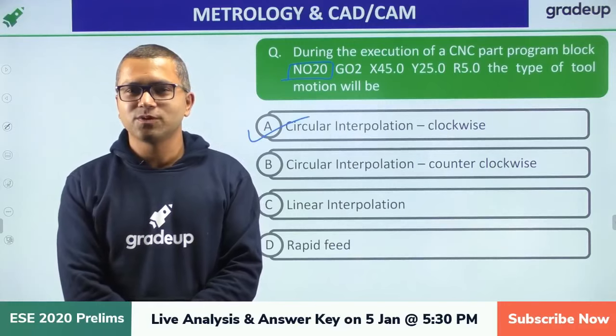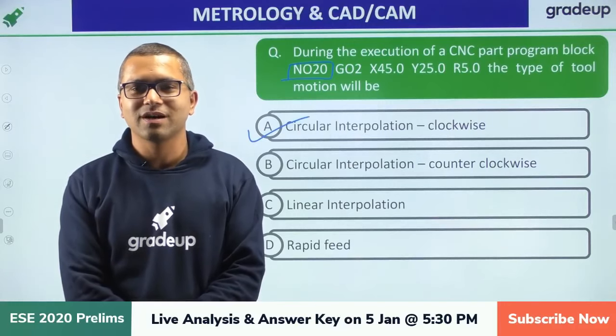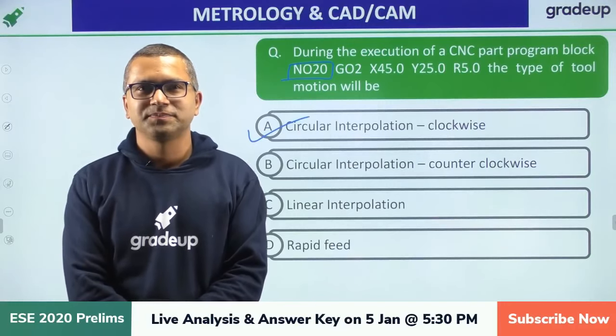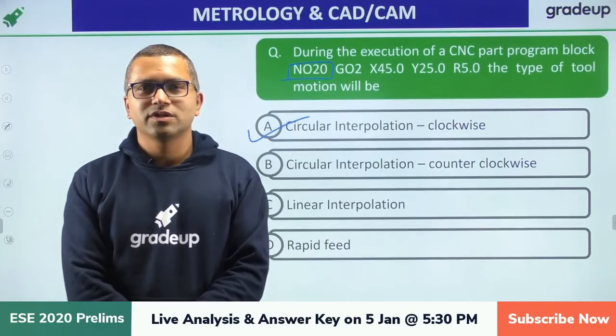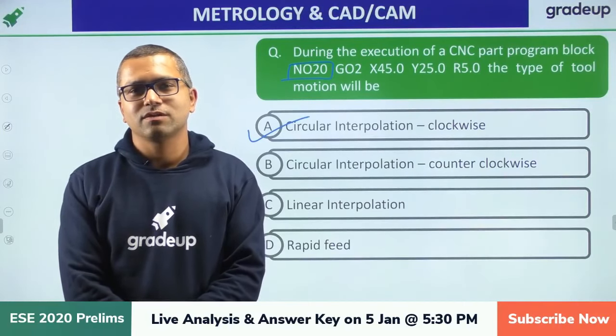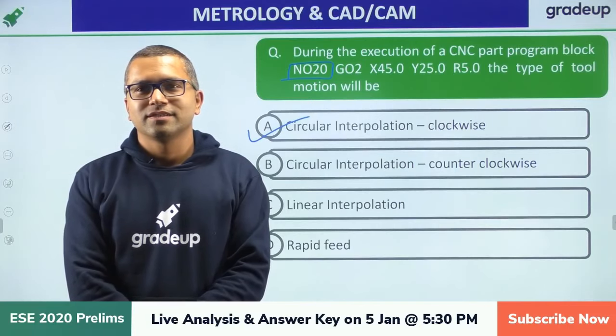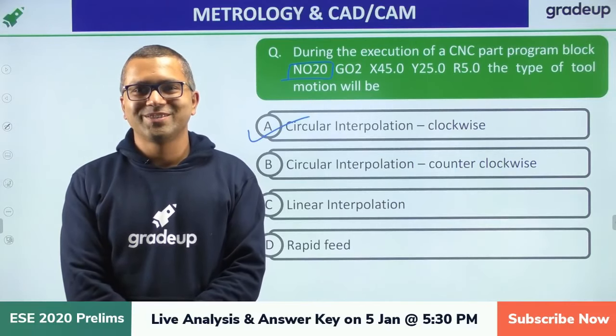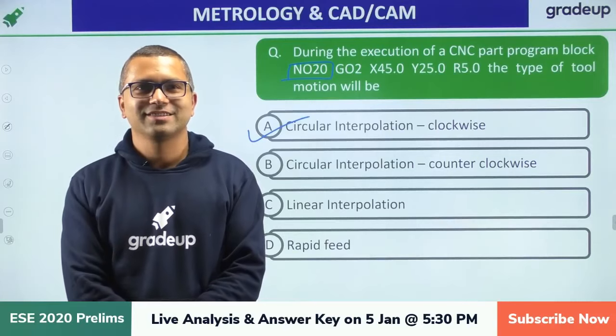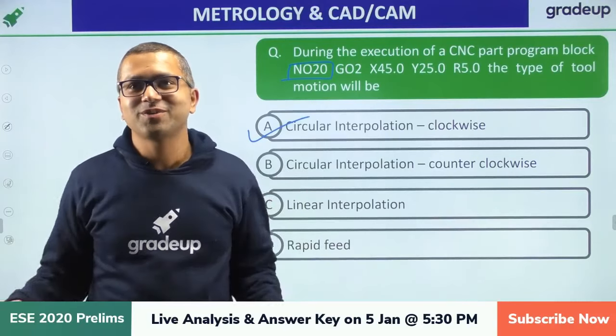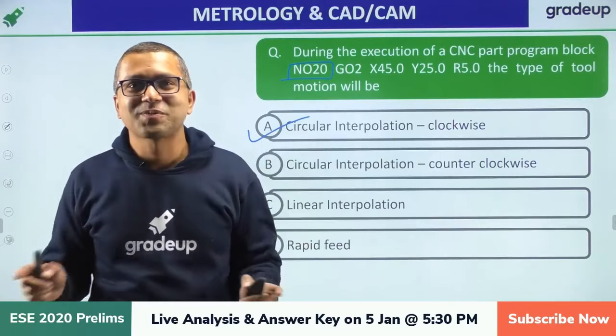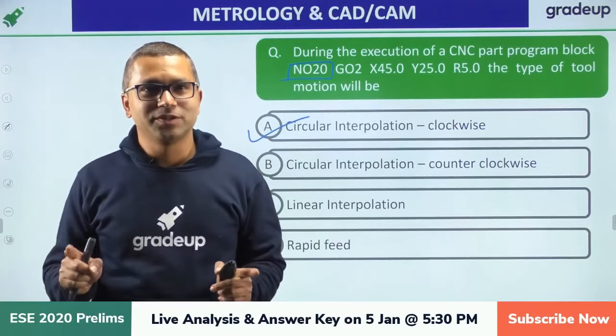Okay, now please don't lose your 2 marks in this or 1 mark in this. This is very easy stuff. Okay, G02 is clockwise, G03 is counterclockwise. Alright, please don't lose marks in this. Okay, so I congratulate all of you, those who said A. Okay, good, you did well.